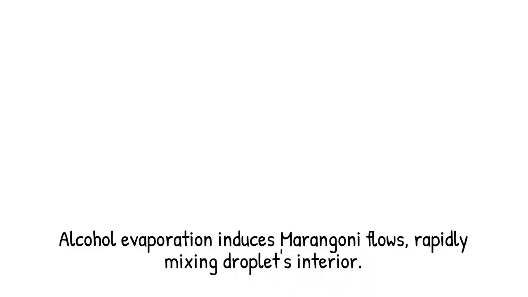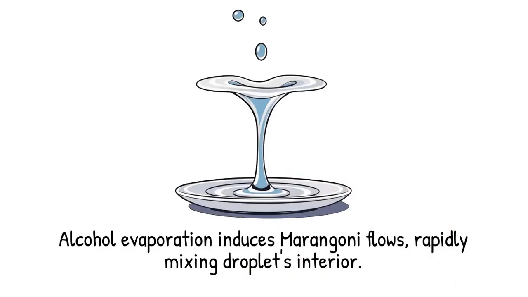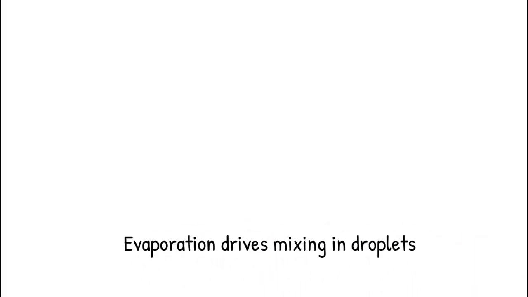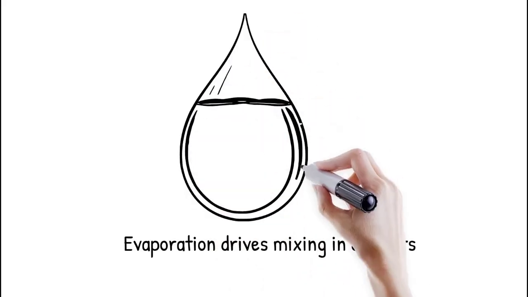Marangoni stresses exploit interfacial energy to move fluid. Instead of passivity, droplets become dynamic mixers. Surface physics overrides bulk laminarity. Alcohol evaporation at the edge of a droplet induces Marangoni flows that rapidly mix its interior. It is like pulling on a tablecloth. The whole set of dishes moves with the smallest tug.